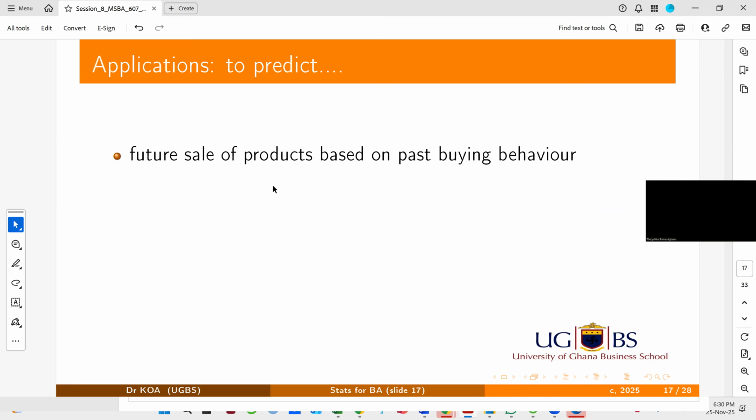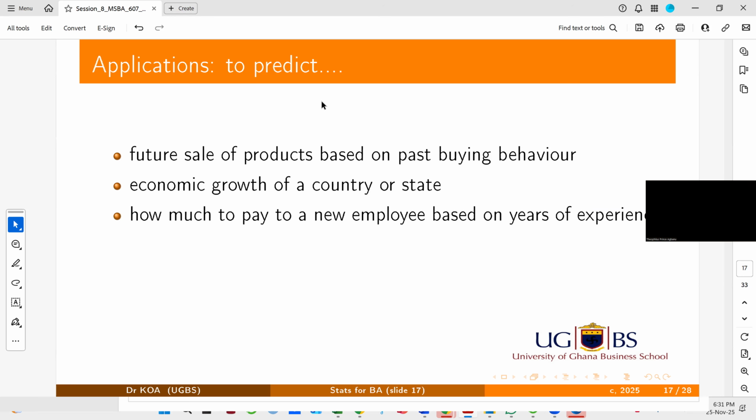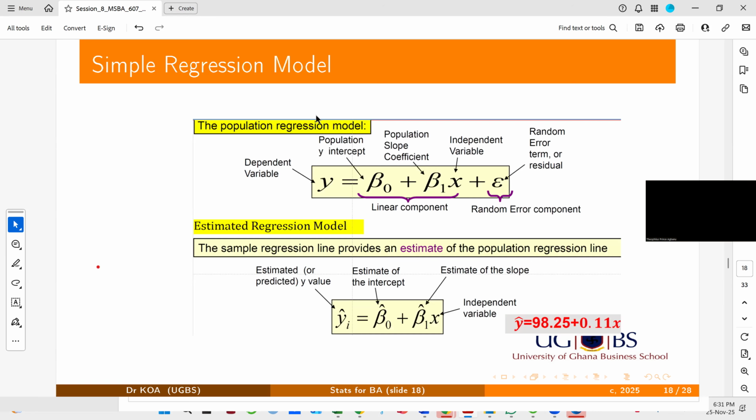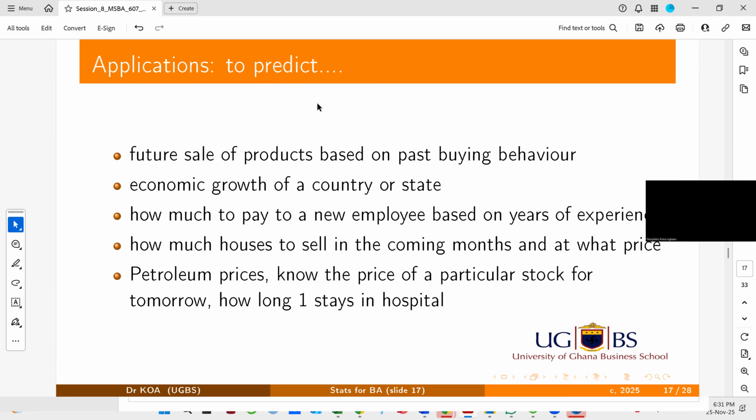Now, let's look at some applications here. The future sales of a product based on the past. You can use prediction or regression. Economic growth of a country. You can try and establish the causality between economic growth and other factors. How much to pay a new employee based on experience and all that. You can even predict petroleum. These are all research topics you will do if you don't have it already. By now, they must have told you to contact your supervisors. These are some of them.